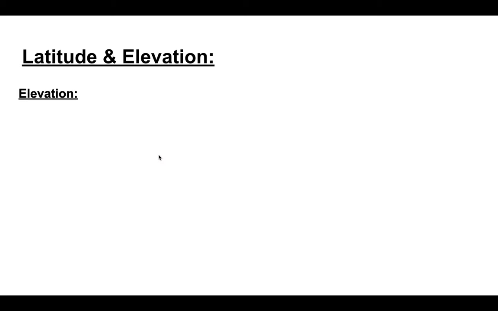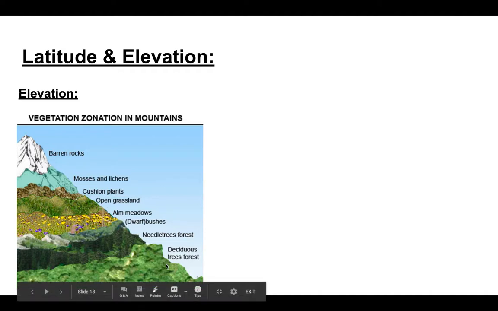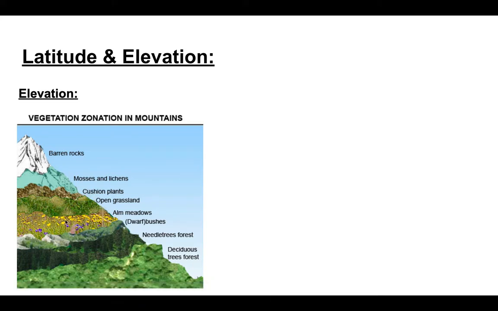Now, elevation can also affect temperature and it can also affect precipitation. What I mean by elevation is how high above sea level something is. As we look at this mountainscape right here, the lower elevations are going to have different plants and animals located there because of the temperature and because of the rainfall or the precipitation. As you move farther up, or increase your elevation, you're going to change the habitat because different things are going to be able to live with different amounts of water or different temperatures.